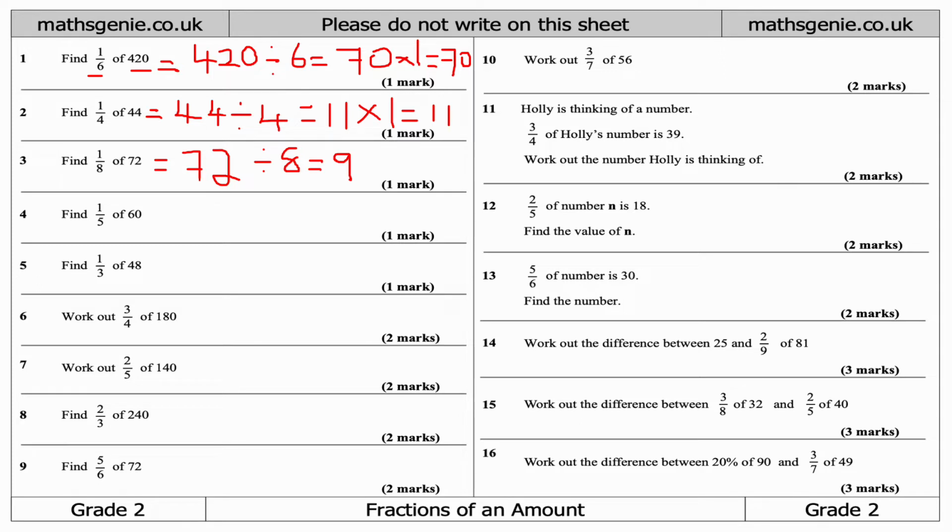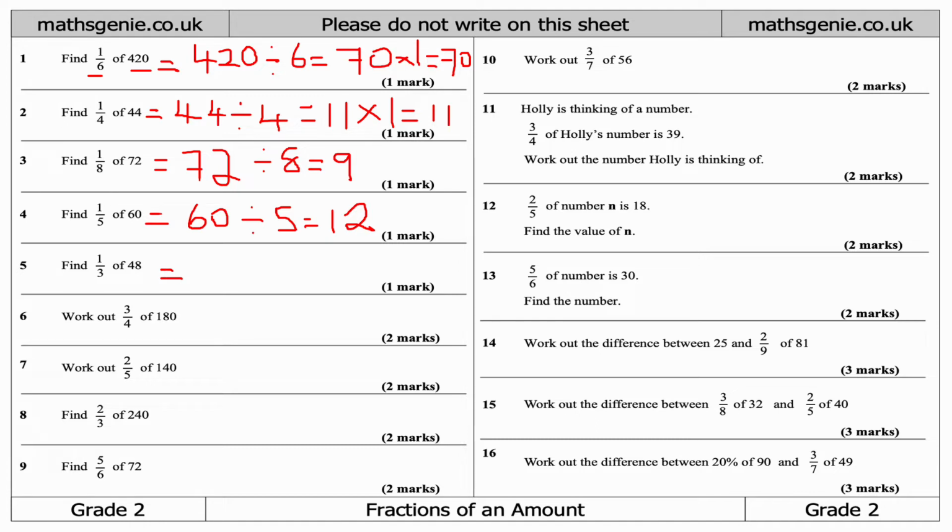Question number 4, find 1/5 of 60. Well, a fifth of something means dividing it into 5 equal parts. 60 divided by 5 is 12. And if you're ever unsure of any of these sums, then please do feel free to use the bus stop method to work out these divisions.